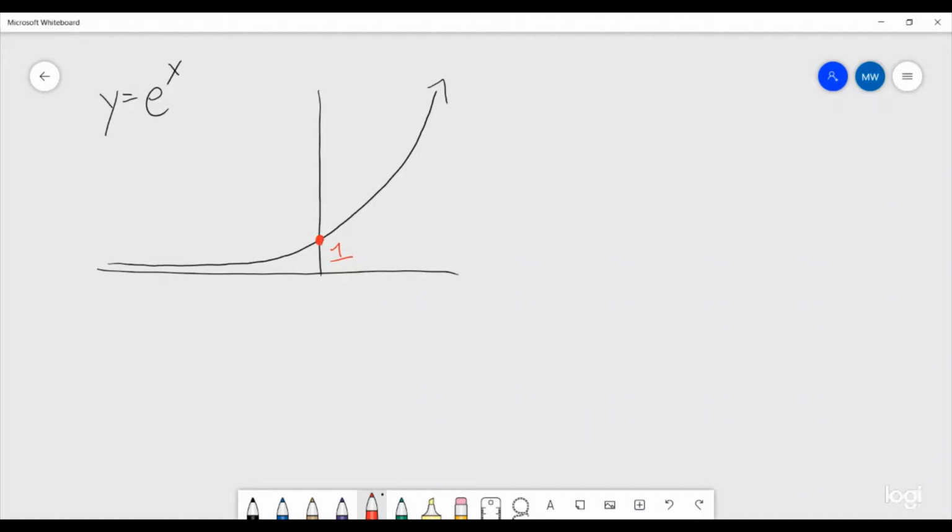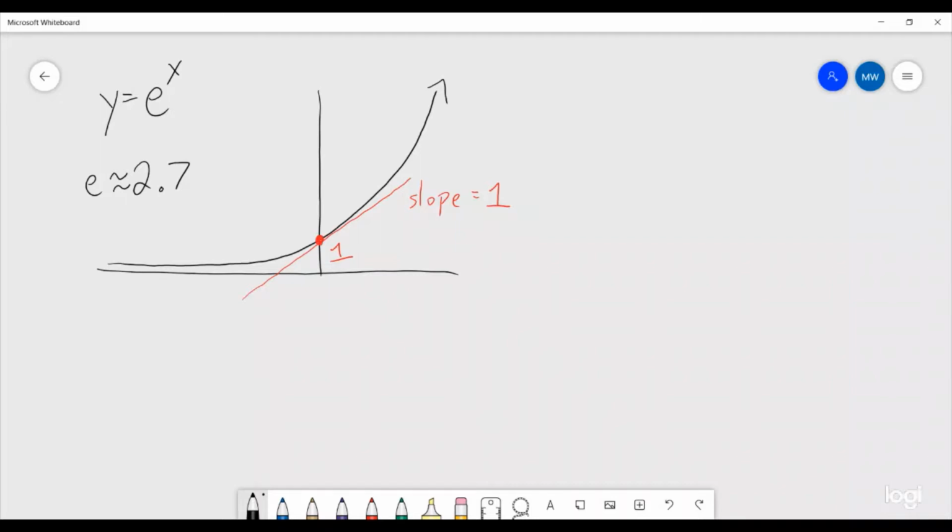An interesting property of e to the x is that the slope right here has a slope of 1. This will come up later in the course, so that's something useful to realize about e to the x. And if you're needing a little bit of help, e is about 2.7. It's a little bit bigger, but if you're having a hard time guesstimating what value to put for e, it's about 2.7. So this is the graph of e to the x.